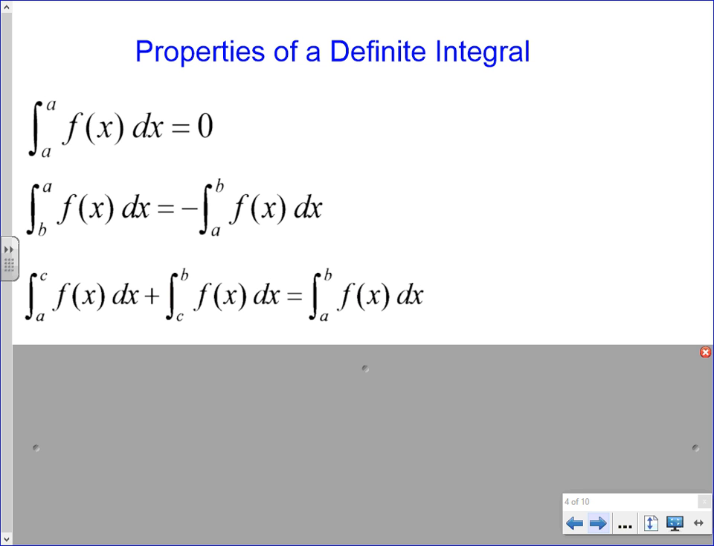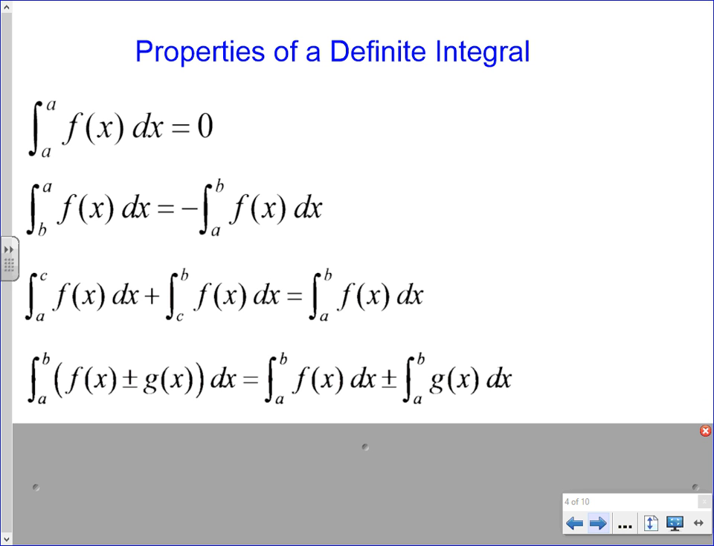Those three properties right there will be more helpful for what we do in the second half of class. These next two will be the most helpful for what we do today. The first one is if we have addition or subtraction inside of our integral, we can split it up into two integrals. I think maybe we did talk about that when we talked about basic antiderivatives, so let's go ahead and talk about it again. It is okay to do this.